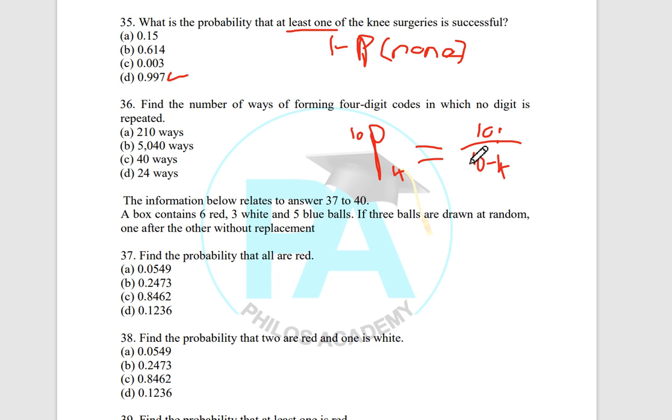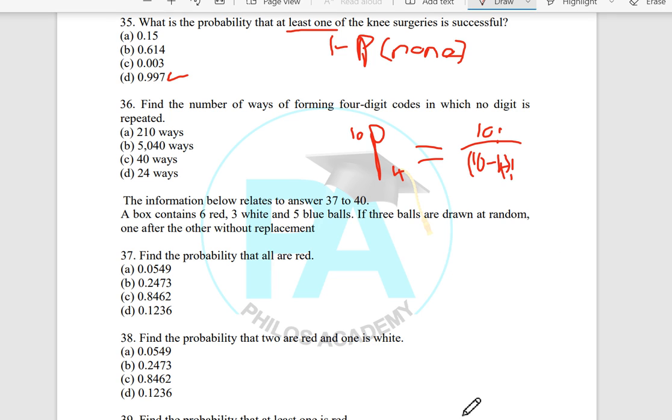Don't confuse this with combination, okay? As for combination, you still multiply with 4 factorial at this place. For permutation, you only stop here: 10 factorial divided by (10 minus 4) factorial. So you put this on your calculator, then you get an answer.